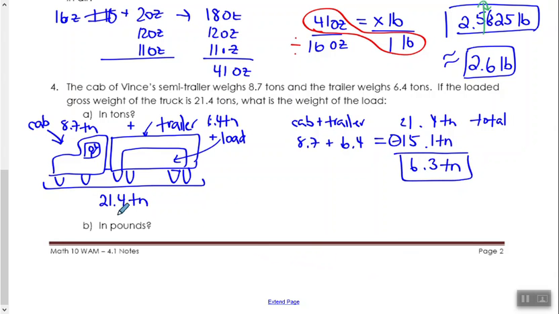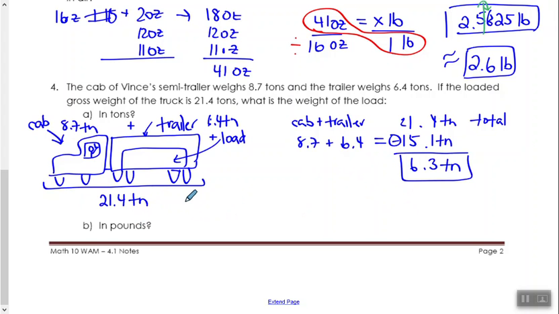So that is how much my load will weigh. If I was unsure, I could check. So 8.7 plus 6.4 plus 6.3, I do get 21.4. Right. So part B of this question is, well, how much is that in pounds?